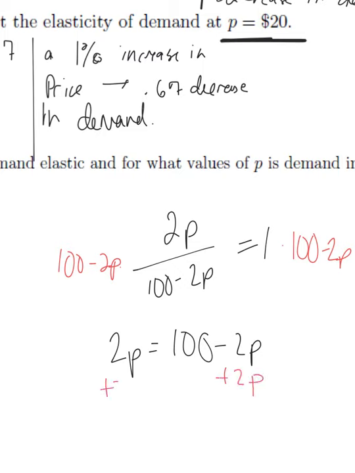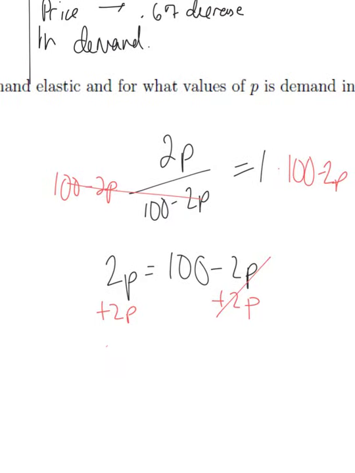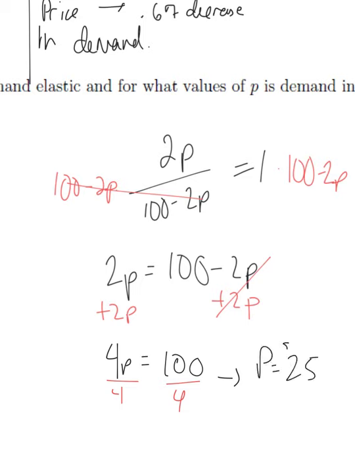I'll add 2P to both sides. All right, we end up with 4P equals 100. Divide by 4. P equals $25. All right, so this says that if we set the price at $25, that's the ideal price. This price isn't affecting sales too much. It's the highest we can set the price without affecting sales too much. So this will be where we ideally, or theoretically, make the most money.